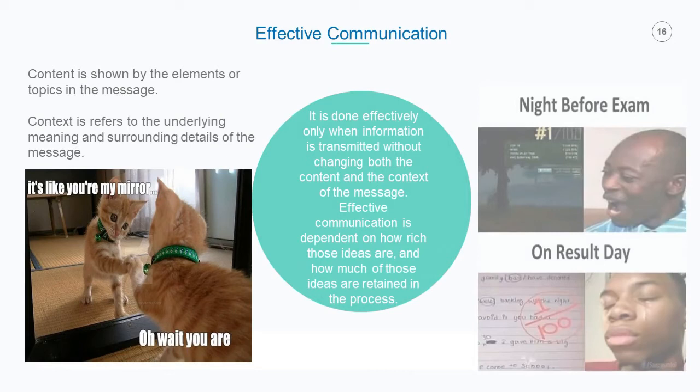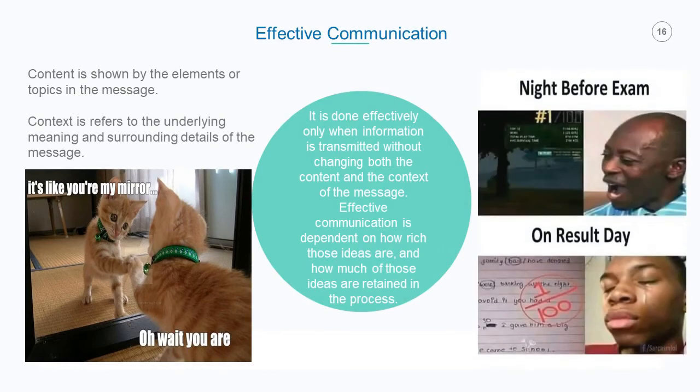Richness is highly related to the emotional nature of humans. In essence, the greater the degree of richness, the greater the emotional connection to the message. That means we need to tap a certain emotion on our audience. To determine how much of those ideas are retained in the process, we need to have feedback from the receiver.